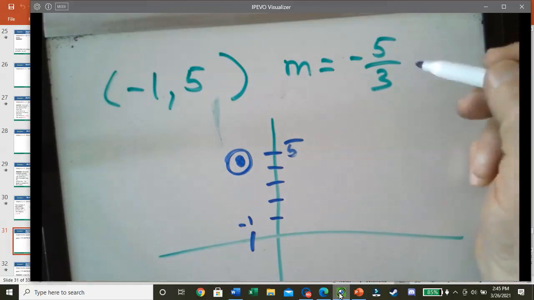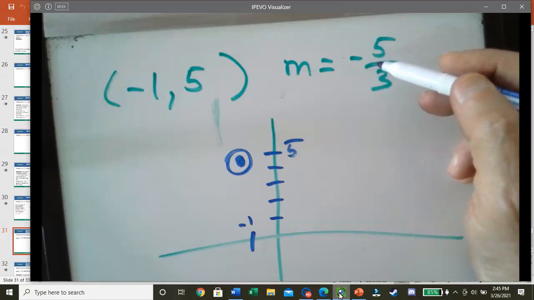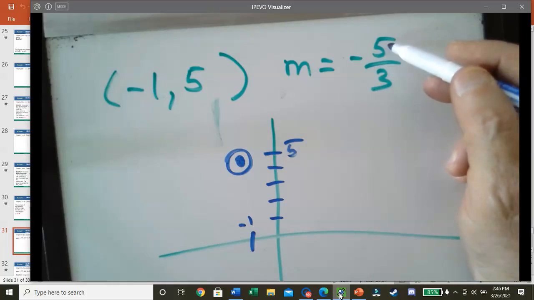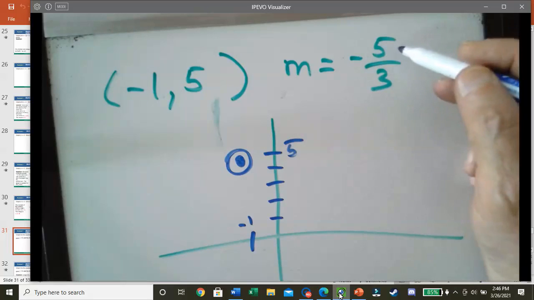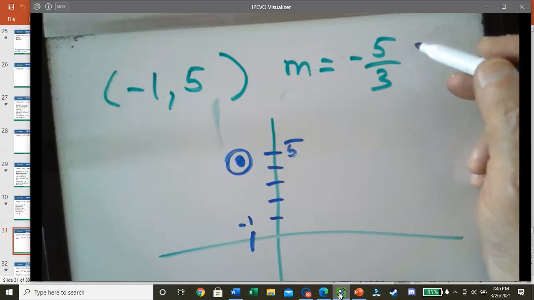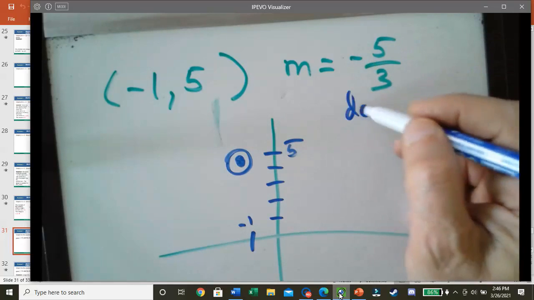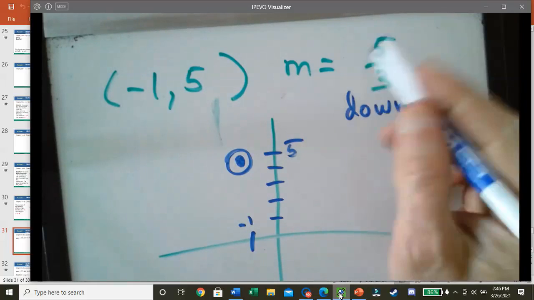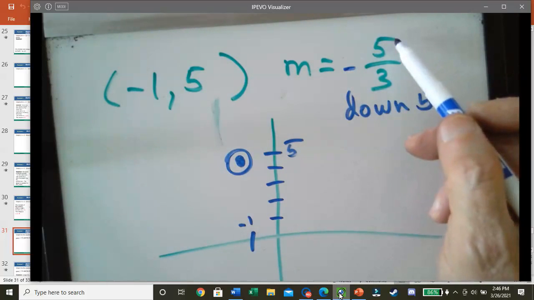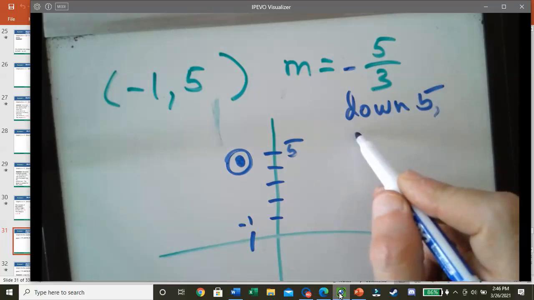Okay. Now here, look up here, the negative is always going to go with the numerator. So that means this is going to go up 5 or down 5. It's negative, right? So it's going to go down 5. So the negative always goes with the numerator, even if it's off to the side like this. So it's going to go down 5, and then right 3.